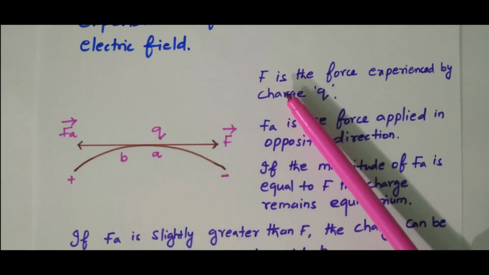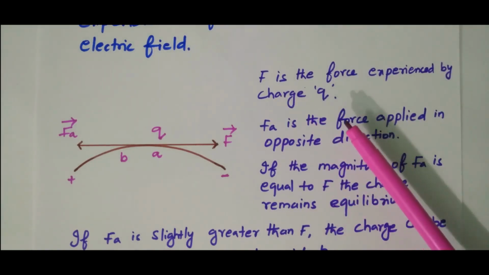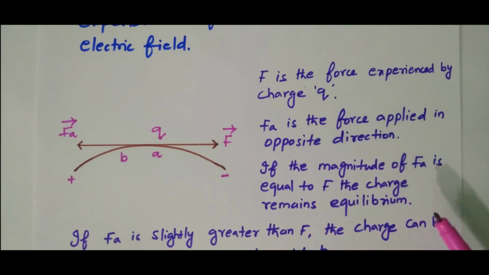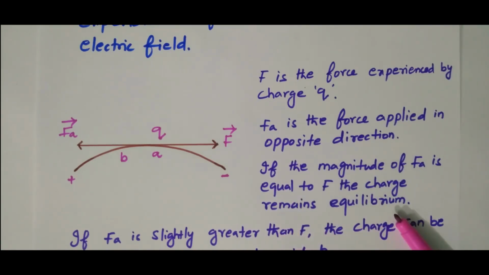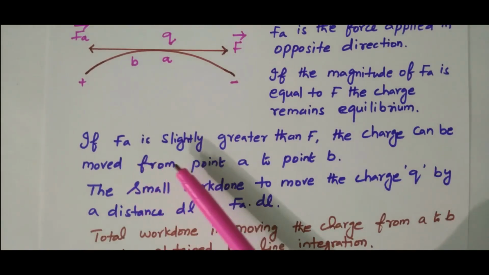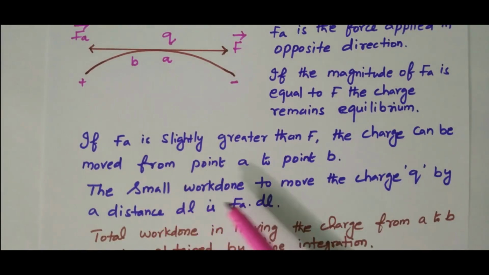So this description is given. F is the force experienced by the charge Q. Fa is the force applied in the opposite direction. If the magnitude of Fa is equal to F, they remain in the same place, equilibrium. If Fa is slightly greater, then the charge will move from A to B. So the small work done by moving the charge is nothing but Fa dot dl.